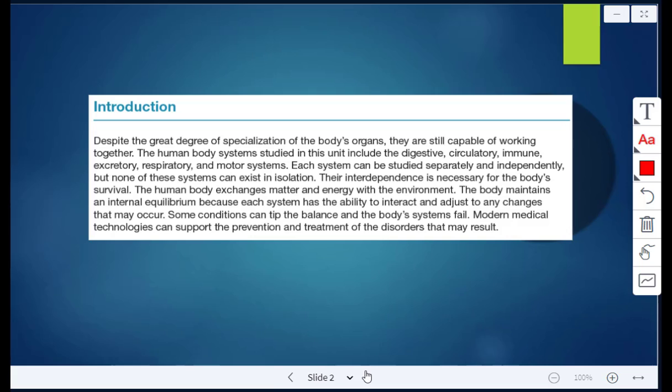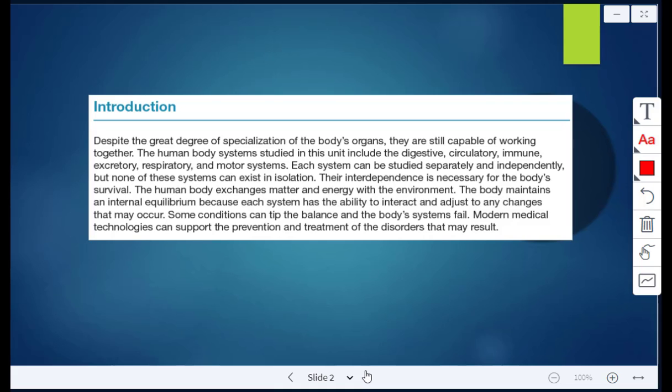All right, so just a quick introduction. There's a great degree of specialization in the body's organs, but they are still working together. The organ systems we're going to be looking at, the human body systems, are digestive, circulatory, immune, excretory, respiratory, and motor. Each system we'll look at separately and independently, but remember that none of these systems can exist in isolation. Their interdependence is necessary for the body's survival.